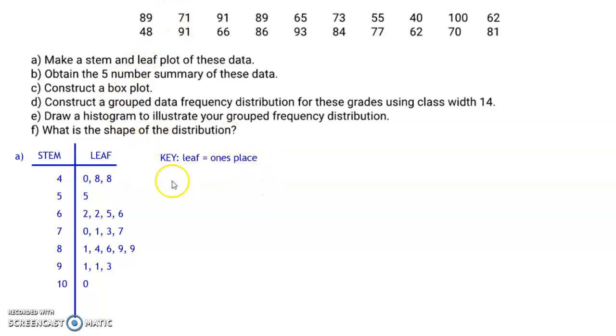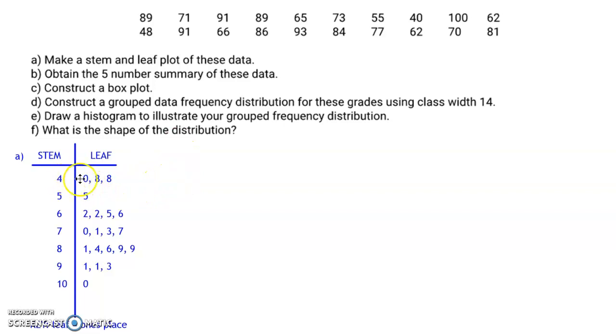One thing I just added in here was the key. In order to make an effective stem and leaf plot, the person looking at it needs to know what they're looking at. So this key identifies that each leaf is the ones place. The stems are either the tens place or the hundreds place, depending on which stem we're talking about.